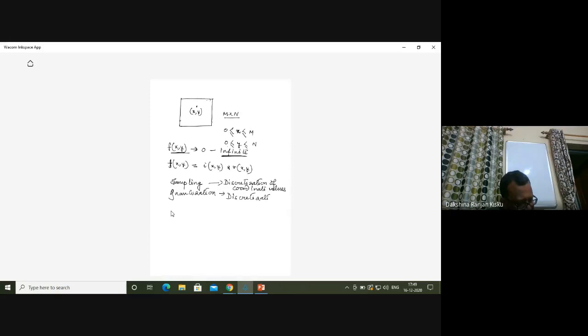Discretization of intensity values. Now, sampling means the discretization of coordinate values.